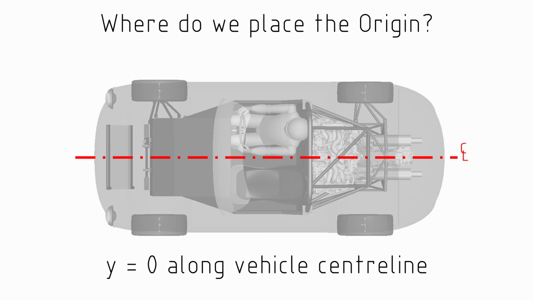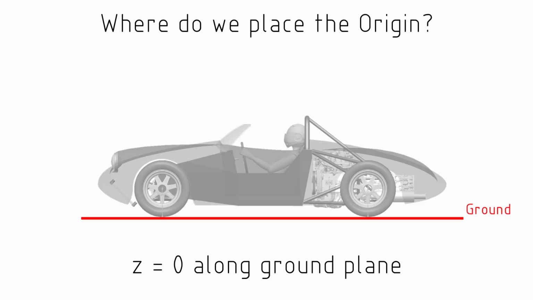For the Y coordinate, it definitely makes sense to have the origin placed along the center line of the car. In a two-seater car, there will be a driver side and a passenger side, so there is a lack of symmetry there. But when it comes to the general chassis and suspension and so on, cars built for the road are largely symmetrical, so it makes sense to put that origin along the center line of the car. For the Z-axis, it makes sense to have the origin at the ground.